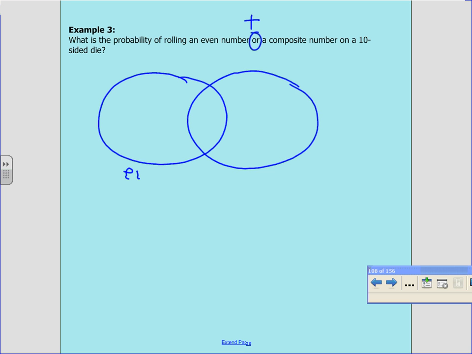So we need to find the probability of getting an even number or a composite number on a 10-sided number cube. So, Zach, can you list the even numbers for us on a 10-sided number cube? Good. So 2, 4, 6, 8, 10. All right, who can list the composite numbers for us on a 10-sided number cube? It's been a while. Adam? Good. Okay, so here's our even, here's our composite.